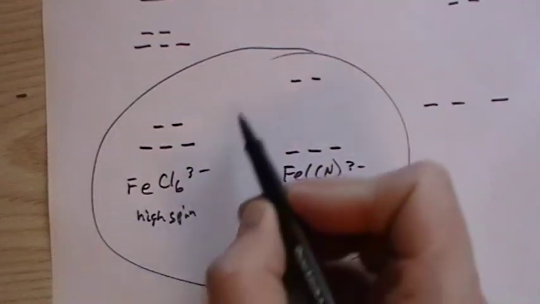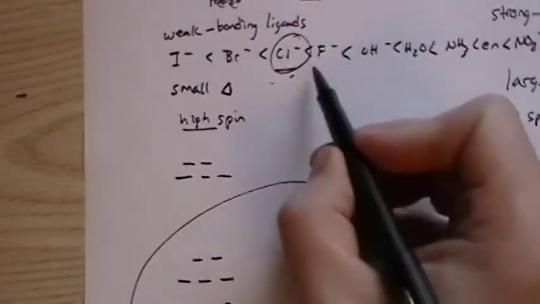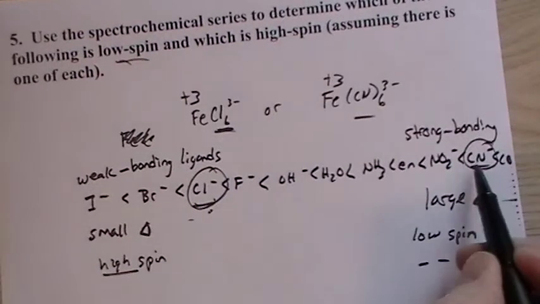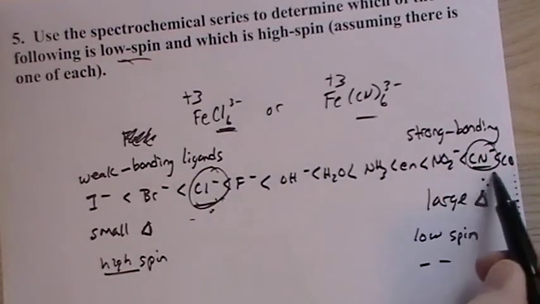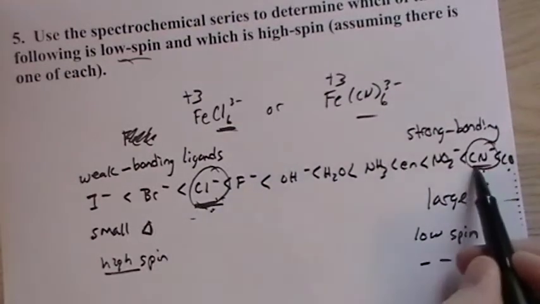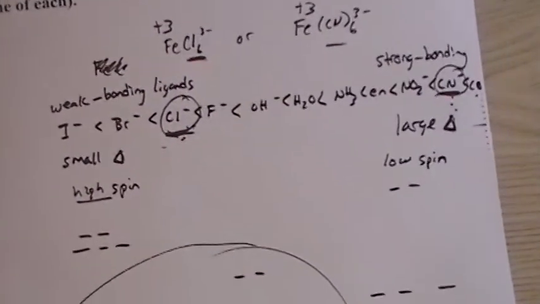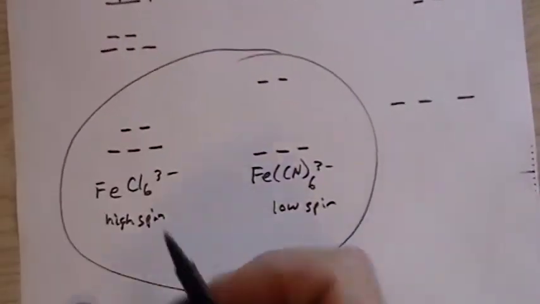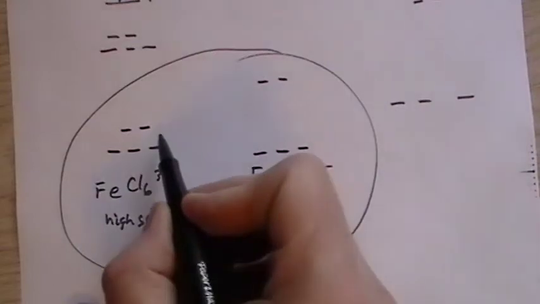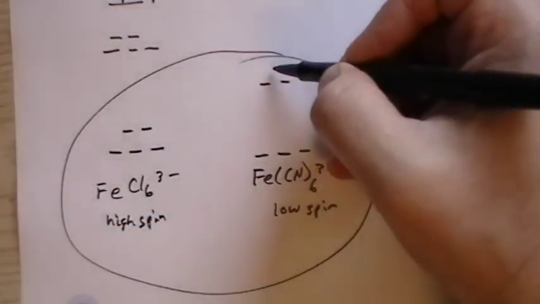They're asking which one is low spin and which one is high spin, assuming there's one of each. We know that the chlorine doesn't split the levels as much as the cyanide does. It's a relative scale. Cyanide doesn't split as much as the CO does, but I intend to put the two ligands on opposite sides of the range so that there's no question about it. So the chlorine doesn't split the levels very much. The cyanide splits them very much.